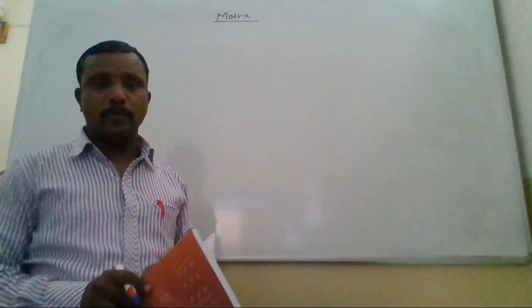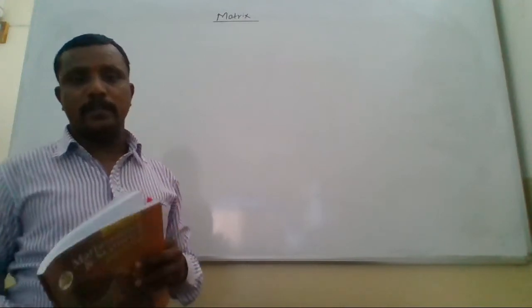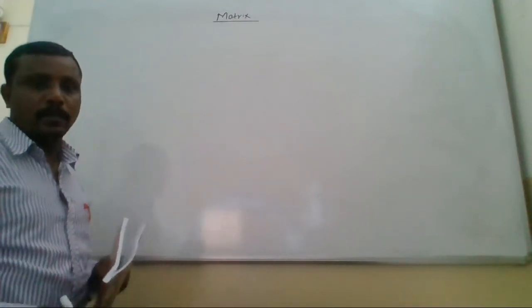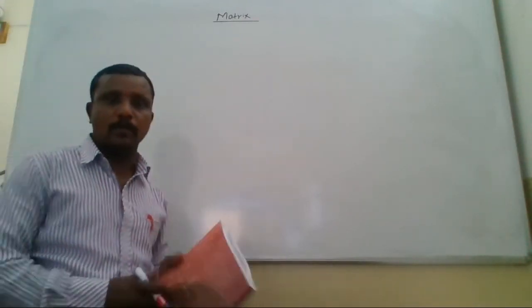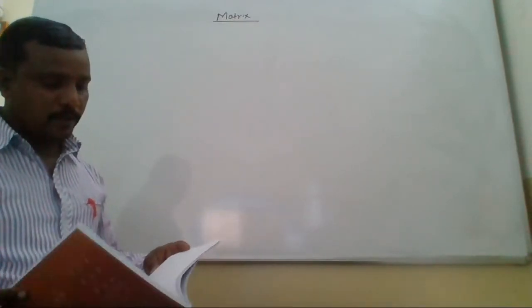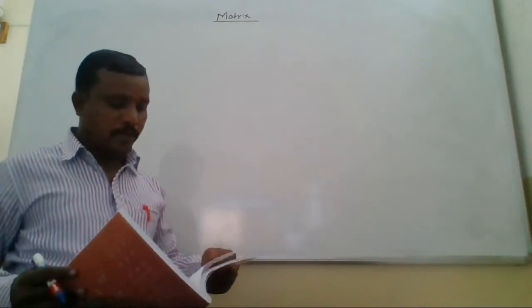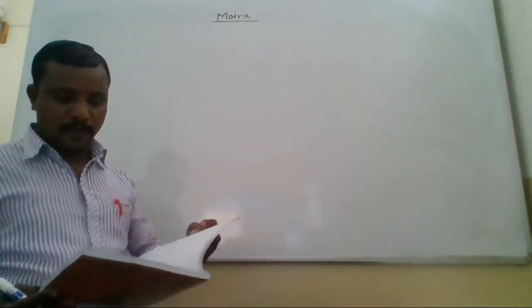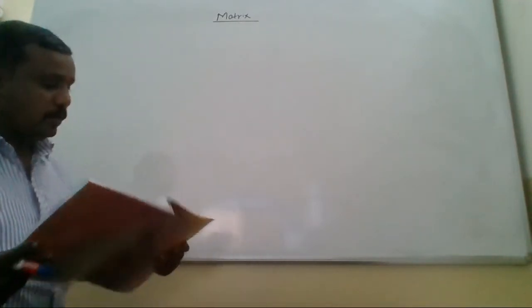Hello students. In the previous lecture we have seen multiplication of two matrices. The condition for multiplication of two matrices is that the number of columns in the first matrix is equal to the number of rows in the second matrix. So here there are many examples that depend on that multiplication rule. Exercise 2.3, example number 8.